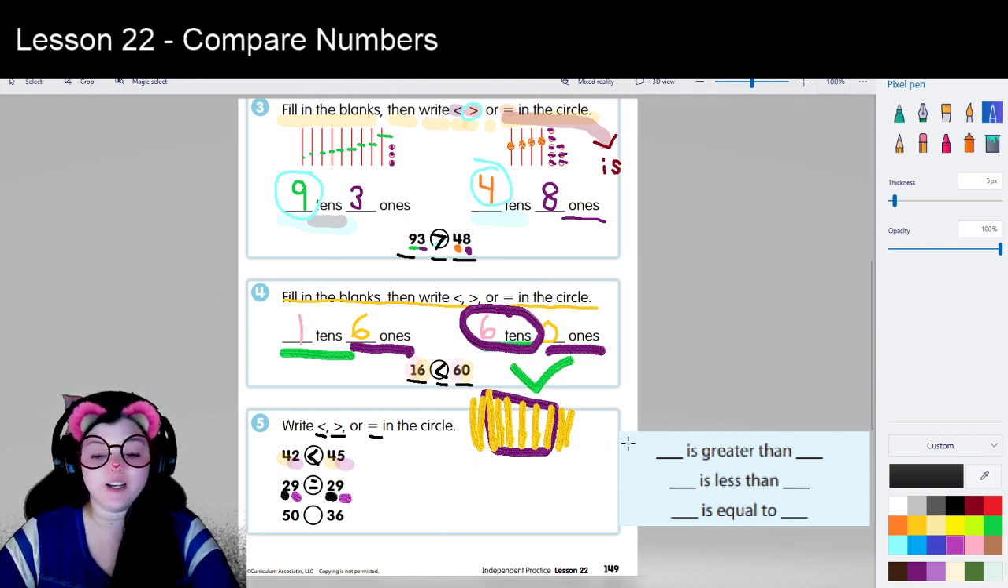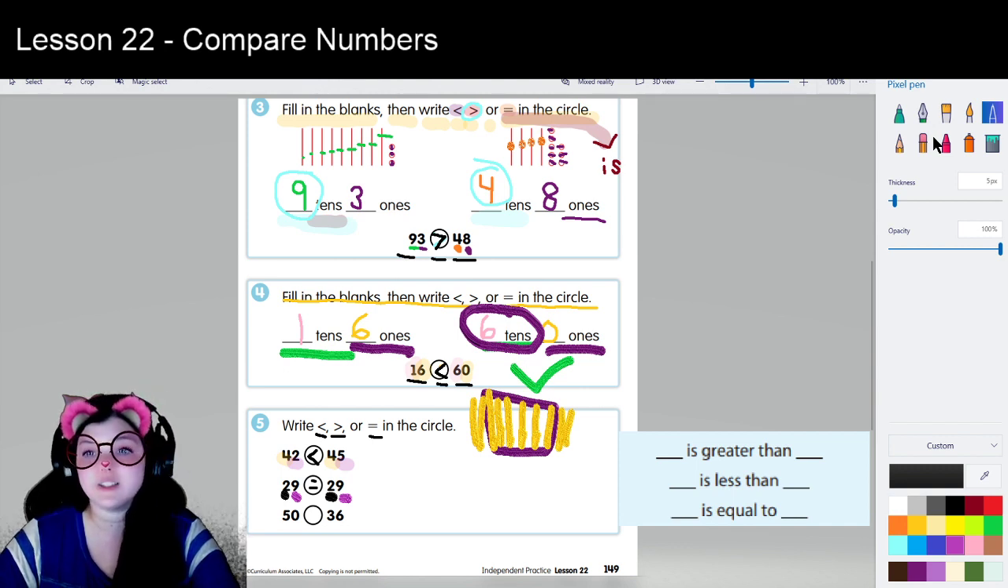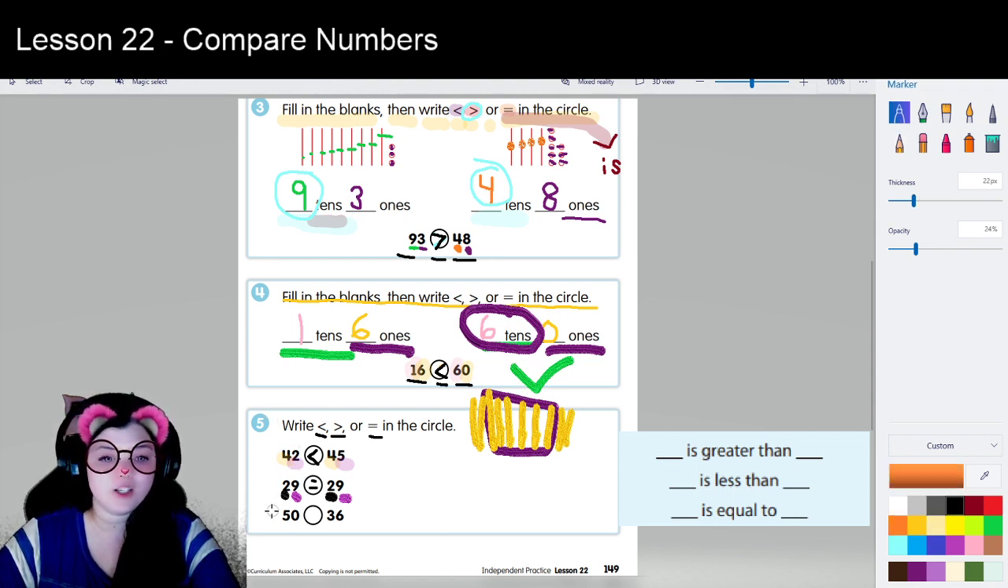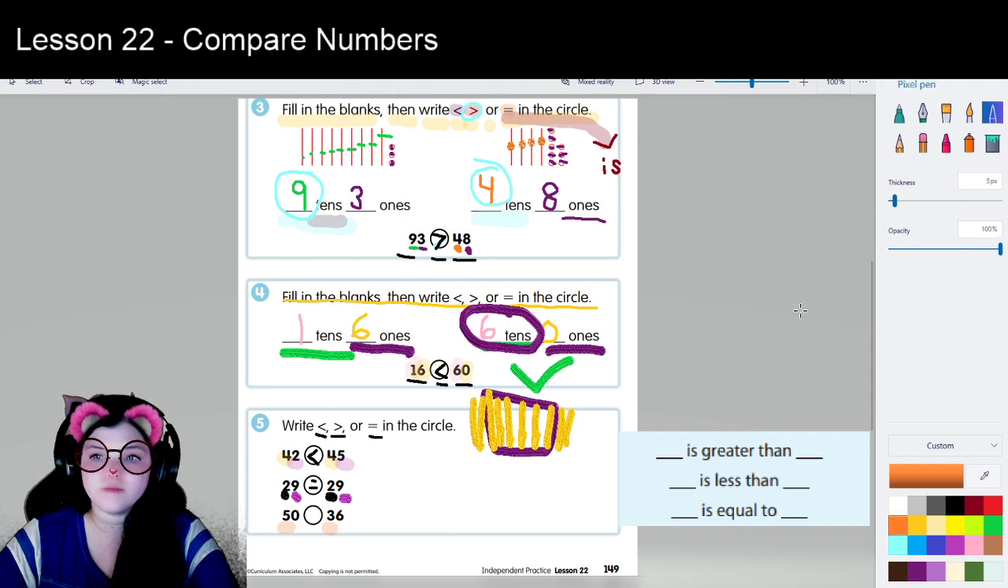Lastly, we have 50 and 36. Start by looking at your tens place. If they had the same amount of tens, then you look at your ones. How many tens in 50? Look at your tens place. There are 5. 5 tens in 50. How many tens in 36? Look at your tens place. There are 3. So which number is more?